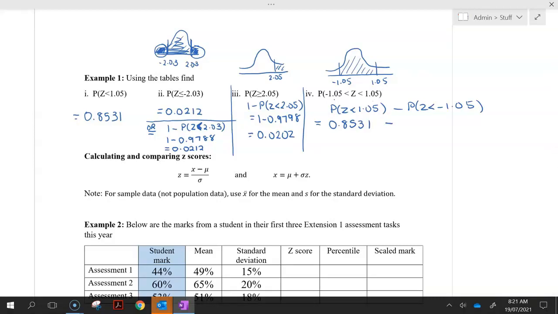So now go down to negative 1.05, and I've got 0.1469. Note that would be the same as 1 minus that guy, using sort of the method we used in part 2. 169, and we've got 0.7062. So there's your first type of questions that you'll be getting on z-scores. Given a z-score, use a table to find the probability.